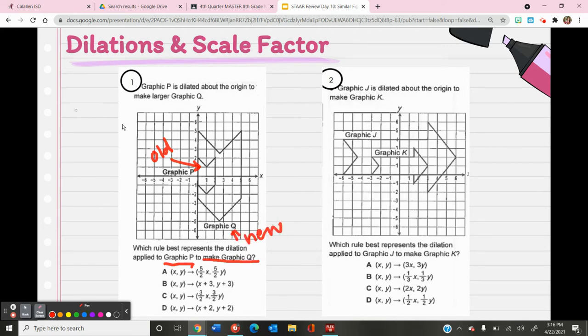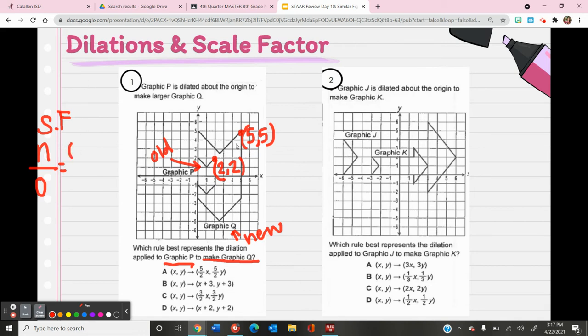So the way I can do this again is I can pick 2 points off of my image or of my graphics here. So to find scale factor, we're going to take new over old. So again, our Q was our new, our P is our old. Here we're going to divide our points. So I'm going to pick a pretty point, and I see that I have a pretty point here at 2, 2. And then I have a pretty point here at 5, 5. So for my new, I have my point at 5, 5.